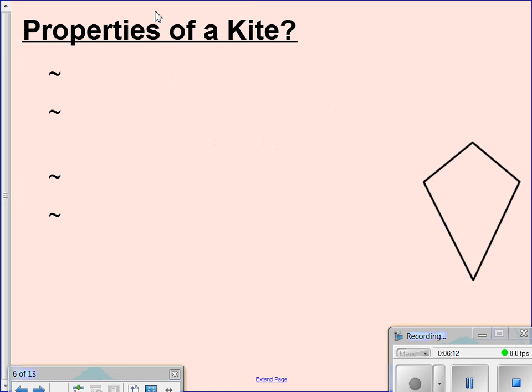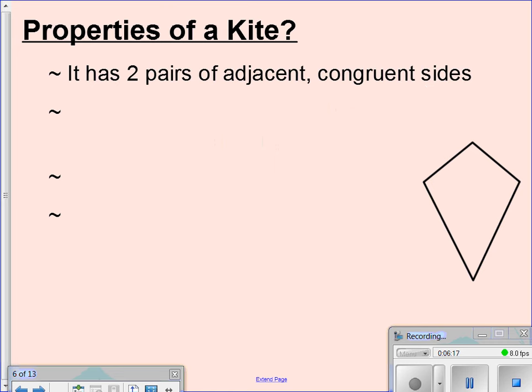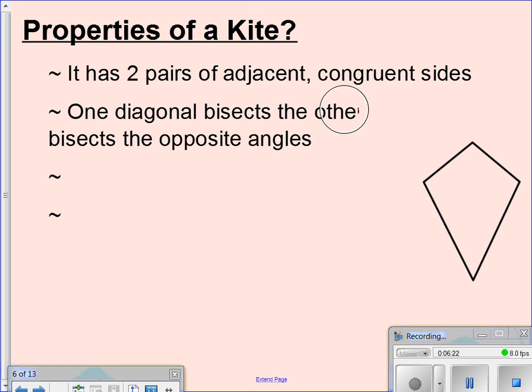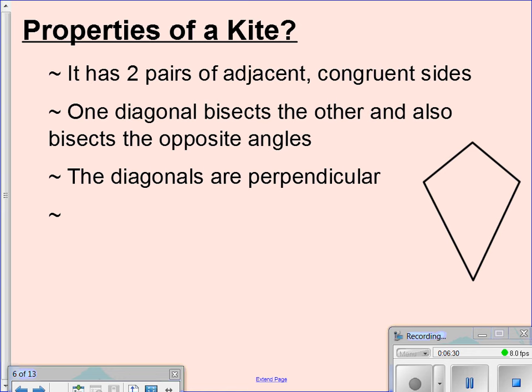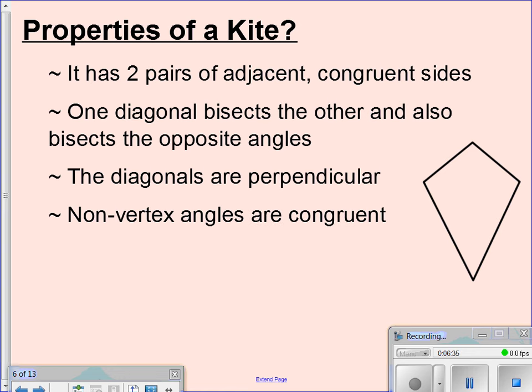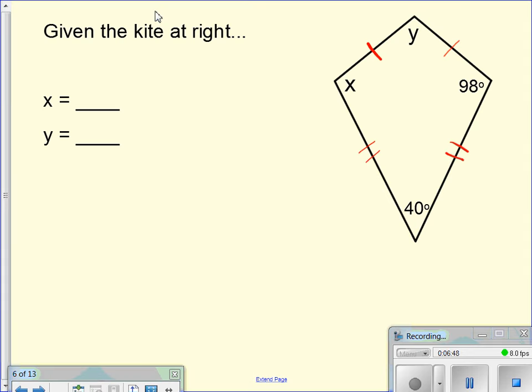Properties of a kite now. Let's see what they are. First, how we identify: two pairs of adjacent congruent sides. Second, there's a lot going on here, but one diagonal bisects the other. It also bisects opposite angles. Next, diagonals are perpendicular. Okay, that's good. That's easier. And last one, non-vertex angles are congruent. That means if this is my kite, these two are my non-vertex angles there. They're congruent. All right, let's use it.